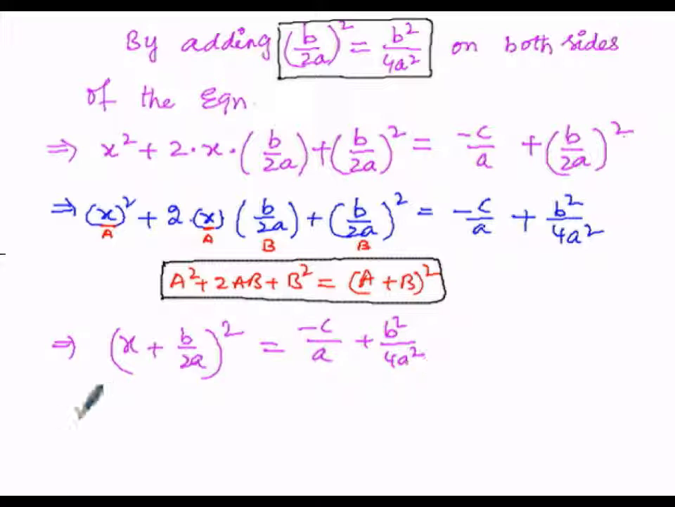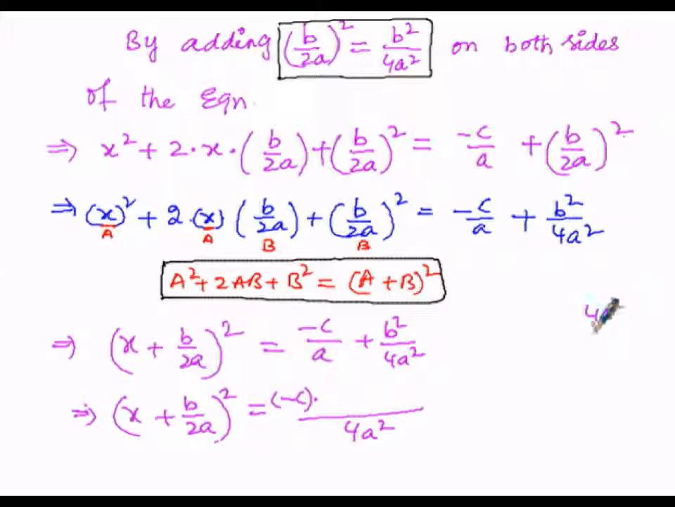So I want to write x plus b by 2a whole square as it is on the left hand side. On the right hand side, 4a square and a, the LCM is 4a square itself, because a is also one of the factors of 4a square. In the numerator, minus c must be written within the bracket and multiplied by the quotient of the LCM 4a square divided by this a.